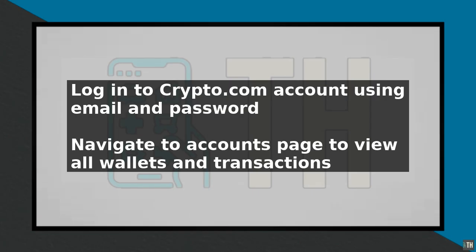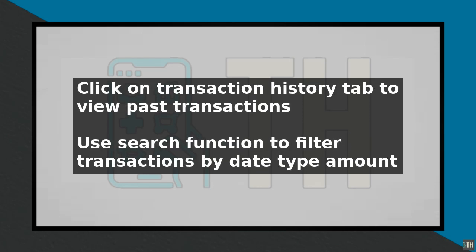Next, click on the Transaction History tab where you can view all your past transactions. Look for the specific transaction for which you want to find the transaction ID. You can use the search function to filter transactions by date, type, or amount. Once you have found the transaction, click on the View Details button next to it.